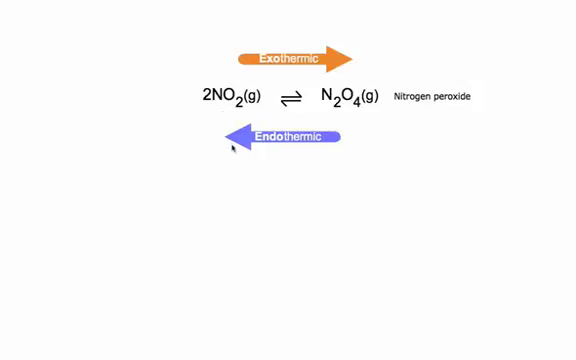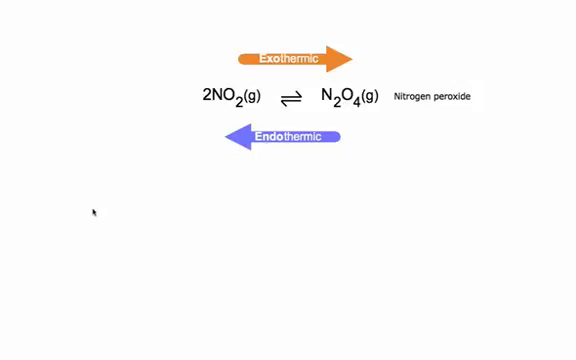So we have nitrogen dioxide in a reversible reaction to produce this substance called nitrogen peroxide, sometimes called dinitrogen tetroxide or something like that. But either way, I'm sure they'll give you the name of it in the exam. But we have some information here. The forward reaction is exothermic and the reverse reaction is endothermic.